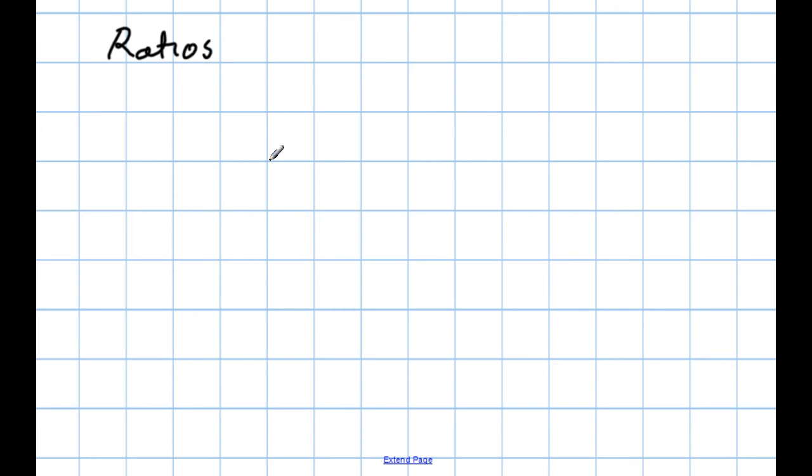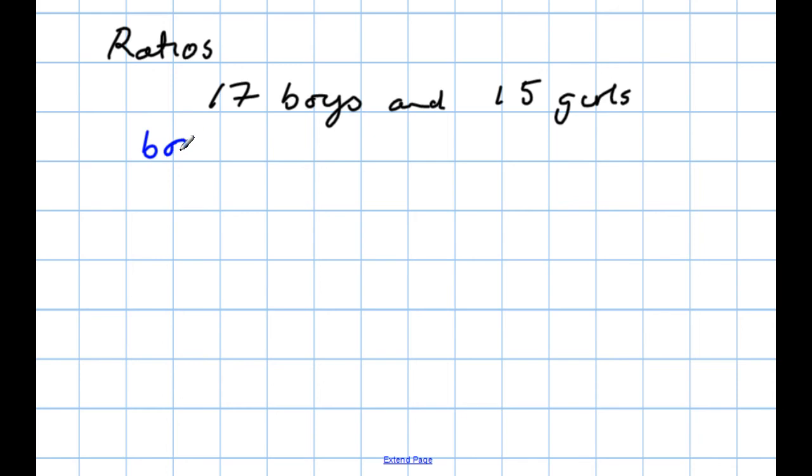Now, how do we get them? Well, we get them when we compare two things. Let's have a look. Let's imagine that in a class there are 17 boys and 15 girls. What's the ratio of boys to girls? Well, it's as simple as that. There are 17 to 15. We use this symbol here, the colon, to replace the word to.